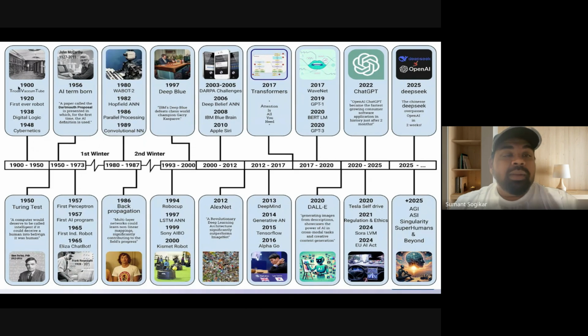Everything started back in the 1900s. This is when the whole computer revolution started, when people started trying to invent the vacuum tube. If you know the history of computer science, you know the vacuum tubes got invented. The actual AI comes in 1950.